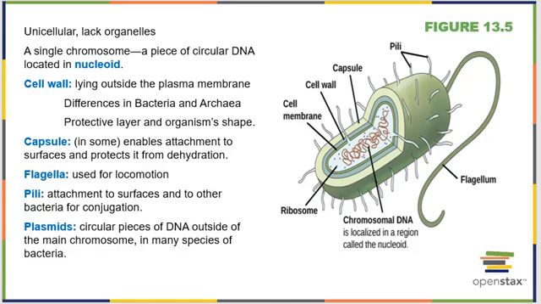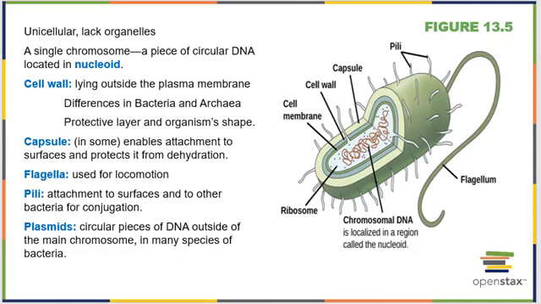Many have cell walls that lay outside of their plasma membrane. Those walls look a little different in bacteria and archaea, and we'll get to that. They're usually a protective layer and help give the organism its shape. Some of them have capsules, which allow them to attach to surfaces and give them a little bit of added protection from dehydration.